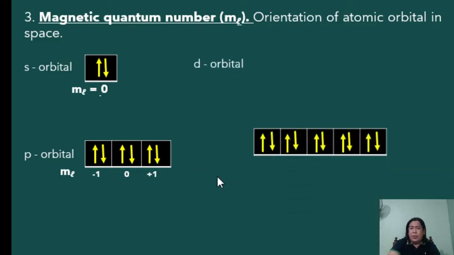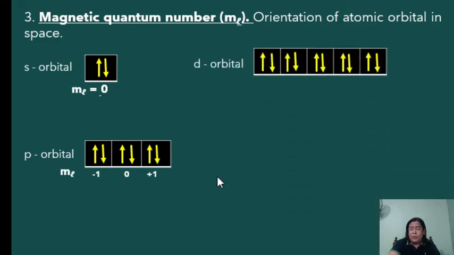Okay. In the d orbital, we have 5 boxes. If those 5 d orbitals are completely filled, it looks like this. So the m sub l values are negative 2, negative 1, 0, positive 1, and positive 2. In this part, the two electrons have a value of negative 2. Here, the value of the two electrons is negative 1. In the middle is 0. This is positive 1, these two are positive 1. And then this 2 is positive 2.